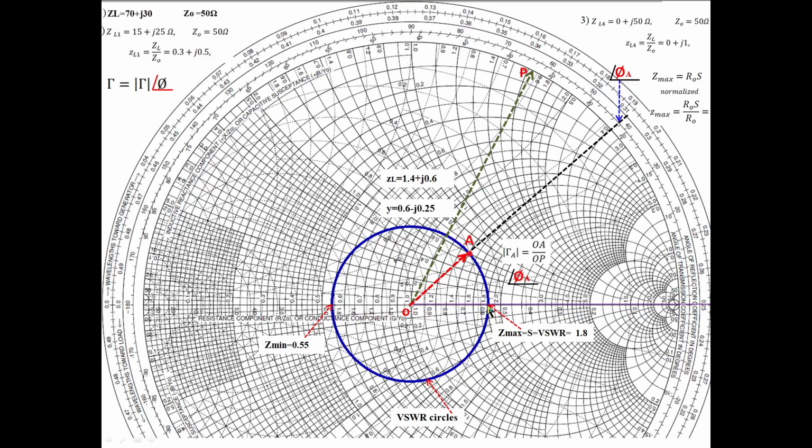What is the impedance value? You read it here. What is the impedance value here? The impedance value at this position is the intersection of the resistance circle and the reactance circle. You can see here what the resistance value is. Whichever resistance circle passes through this point, that value you have to take.